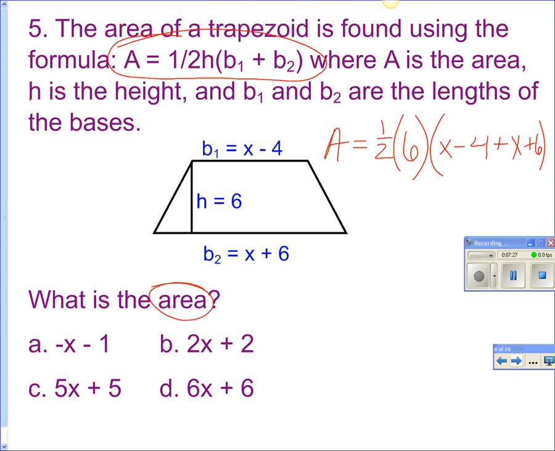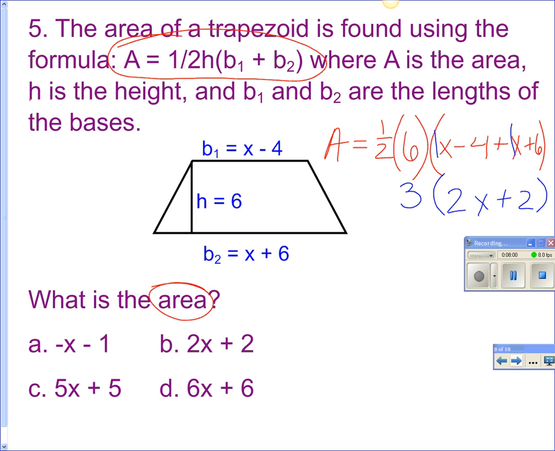All right, this is very simple to work out. Don't make it harder than it is. What is 1/2 times 6? 3. So I put a 3 right here. Then, inside this parentheses, I'm going to combine like terms. So I'm going to put 1x plus 1x. That gives me, I'm adding them, 2x. And negative 4 plus 6, 2. Okay? And then I just have one last step.